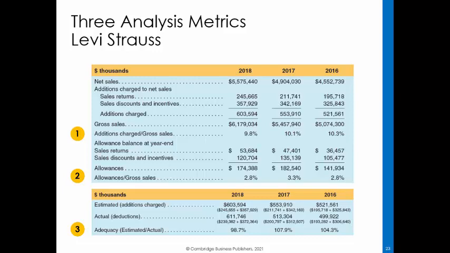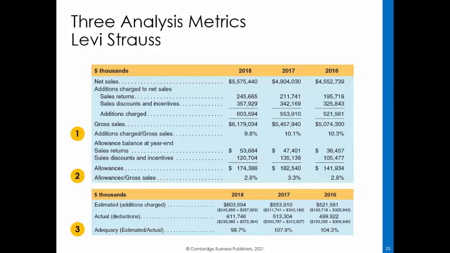Over the 3-year period, Levi Strauss has reduced the sales returns and discounts given to customers from 10.3% to 9.8% of gross sales. The company attributes this favorable trend to an increase in its direct-to-customer channel. They state that sales direct to customers generally have higher gross margins than sales through third parties, although these sales do typically have higher selling expenses.